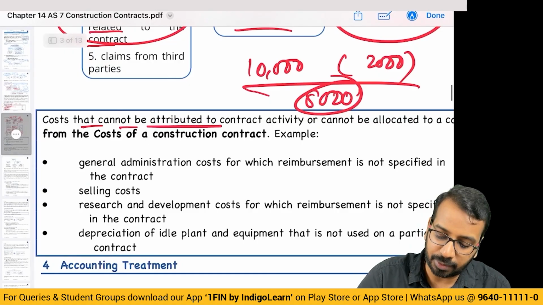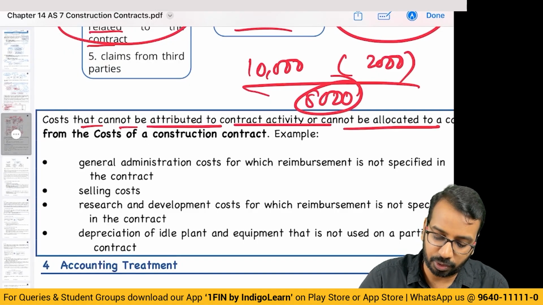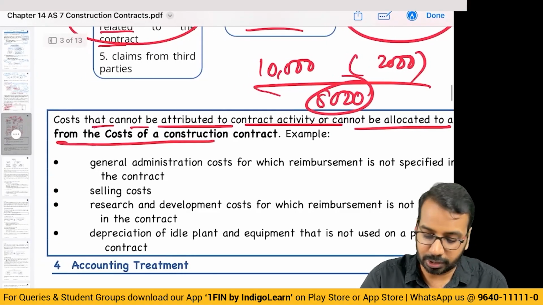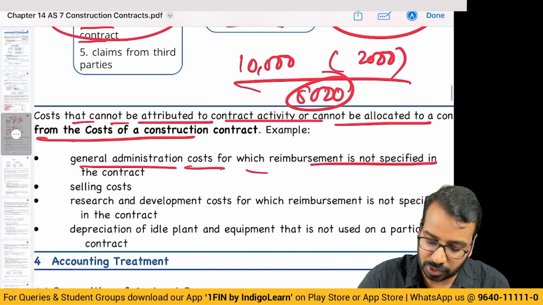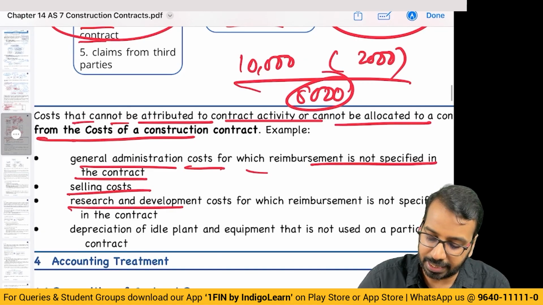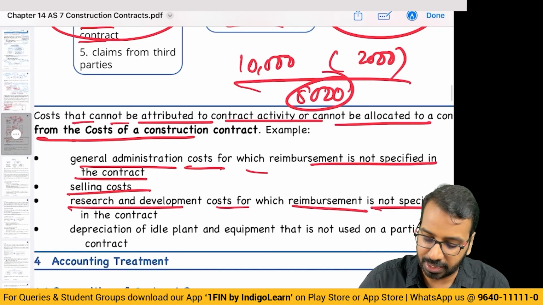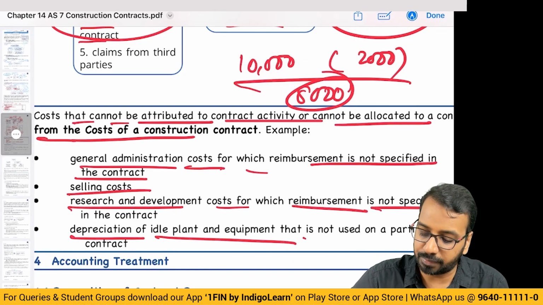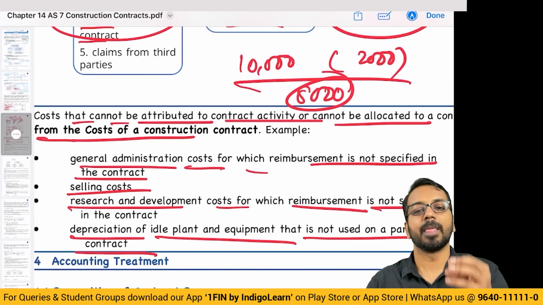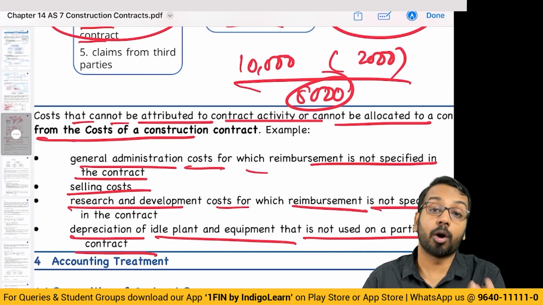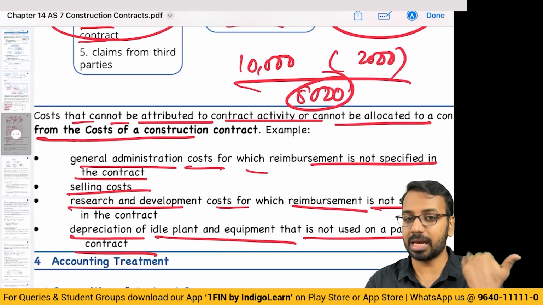Cost that cannot be attributed to contract activity or cannot be allocated to a contract should be reduced from the cost or excluded from the cost. For example, general administrative cost for which reimbursement is not specified, selling cost, R&D cost for which reimbursement is not specified, depreciation of idle plant and equipment that is not used at a particular contract. All of these should be excluded. Okay. So any abnormal cost should be excluded because that is our cost.